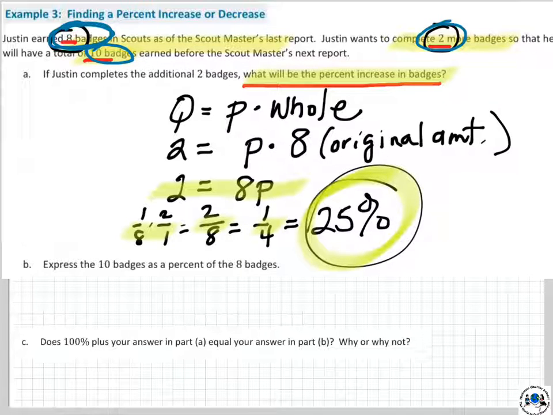Now this next part, B, asks you to express the 10 badges as a percent of the 8 badges. So go ahead and give that a whirl. I'm going to pause again. Just express those 10 badges as a percent of the 8 badges. What do they represent as a percent of the 8 badges?